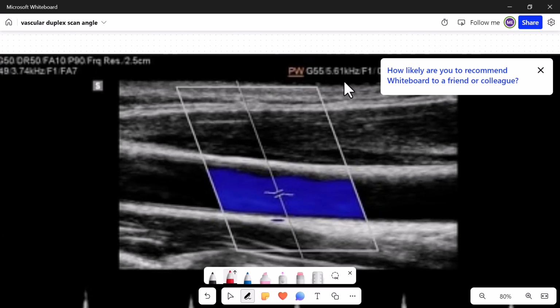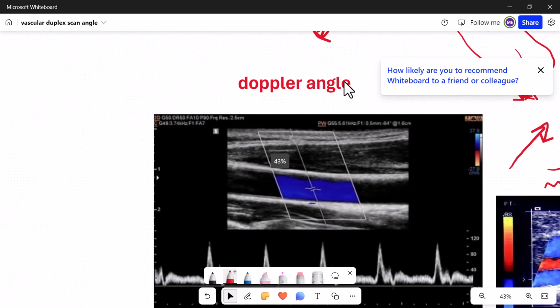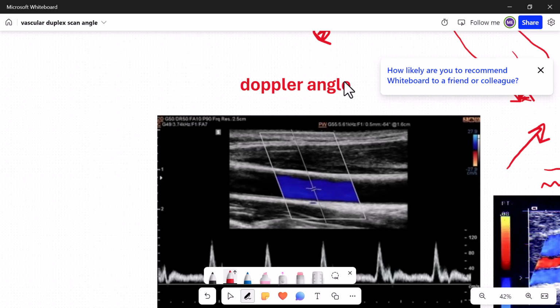So we know there is a laminar flow in the blood vessel, so not all are going at the same speed. If this is a blood vessel, you have very high speed in the middle, and you have very low speed on the side of the blood vessel. This is called a laminar flow. When you get a laminar flow, you want the sample to be put in the middle of the vessel, like here. This is a sampling.